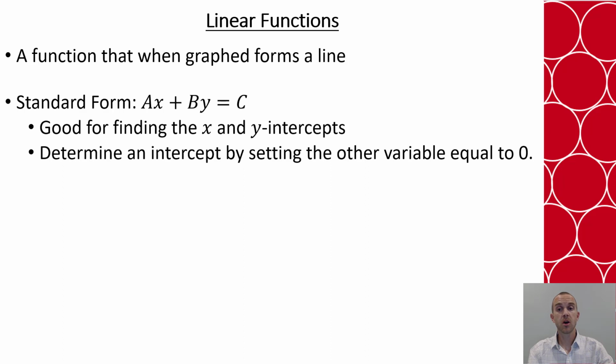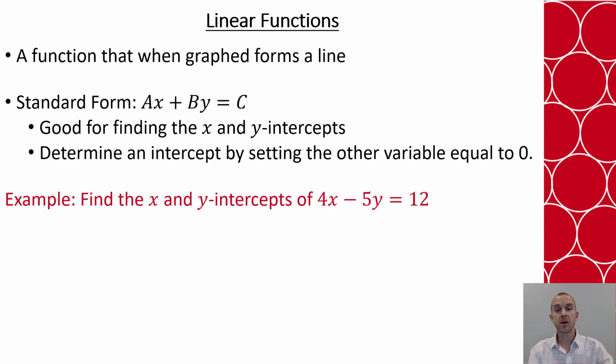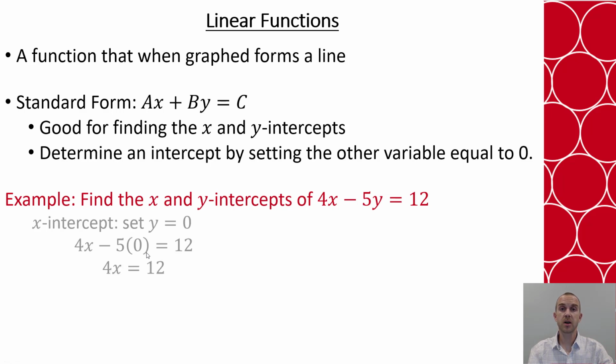To do so, we set one variable equal to 0 and we solve for the other. For example, say we want to find the x and y intercept of 4x minus 5y equals 12. To find the x-intercept, we will set y equal to 0. So 4x minus 5 times 0 equals 12. This term here will then go to 0, leaving us with 4x equaling 12, or x equals 3. This means that it crosses the x-axis at (3, 0).